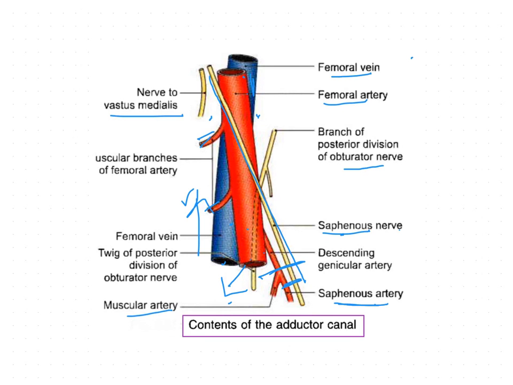You can see some branches of the obturator nerve here. It gives two divisions, the anterior and the posterior division of the obturator nerve. The anterior division emerges at the lower border of the adductor longus, gives branches to the subsartorial plexus and ends by supplying the femoral artery. The posterior division of the obturator nerve runs on the anterior surface of adductor magnus, accompanies the femoral and popliteal arteries and ends by supplying the knee joint.